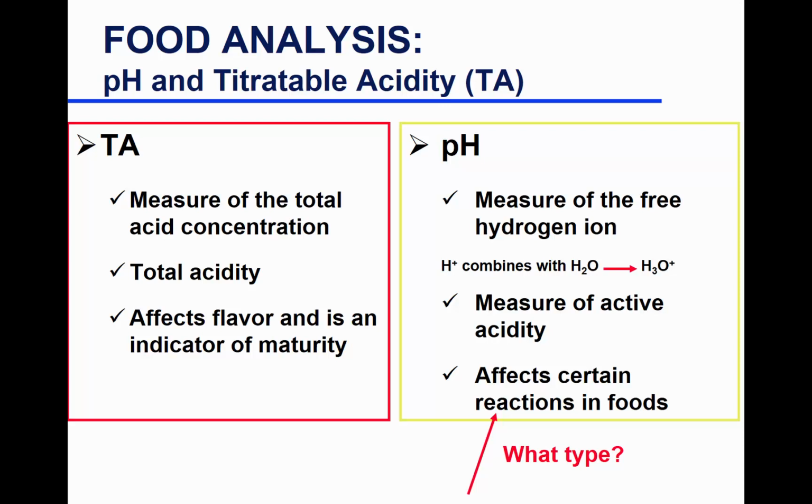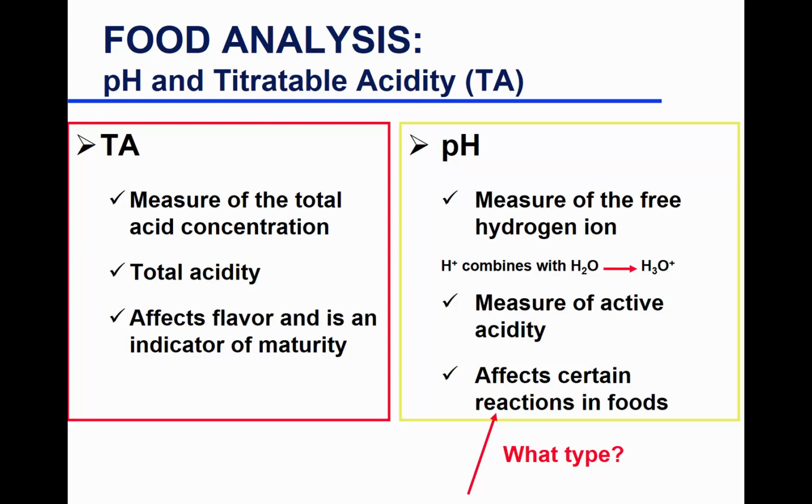pH is a measure of the hydrogen ion. When you have hydrogen ion coming from an acid, combine it with water, you get hydronium ion. So this is a measure of the active hydrogen, active acidity, basically. And it doesn't relate directly to flavor. It impacts reactions in food, such as what kind of reactions?